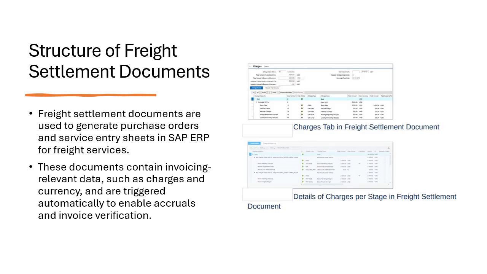Next is the charges tab image within a fleet settlement document, where all the charge items inherited from fleet orders or bookings are displayed. The charges tab allows users to see details of all the costs related to the fleet service.